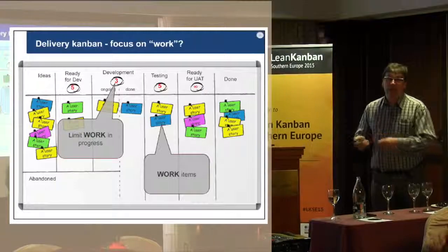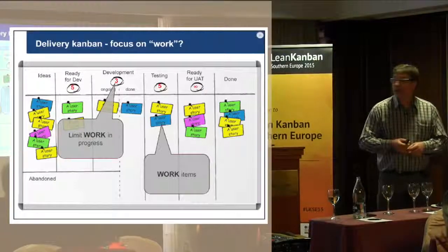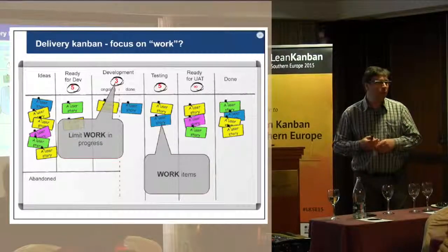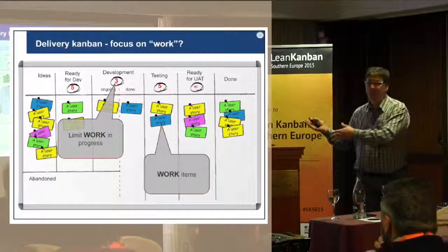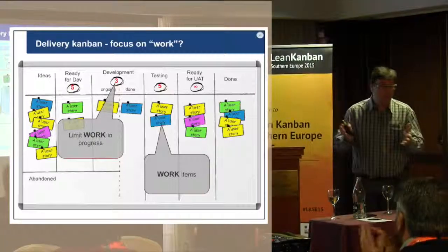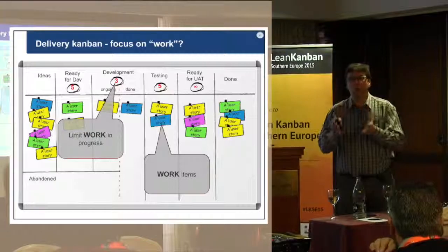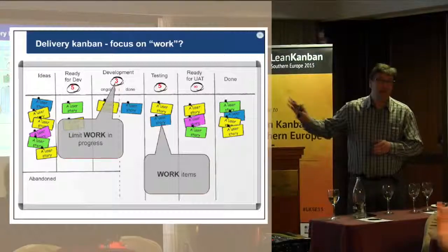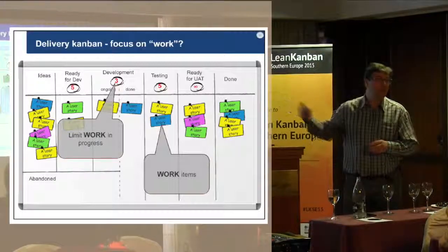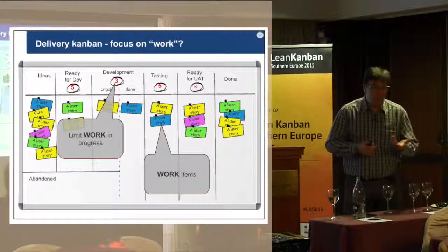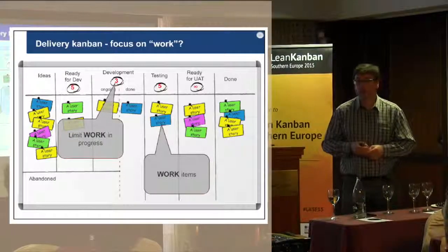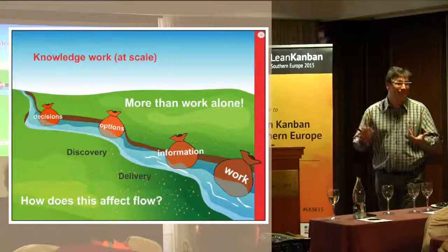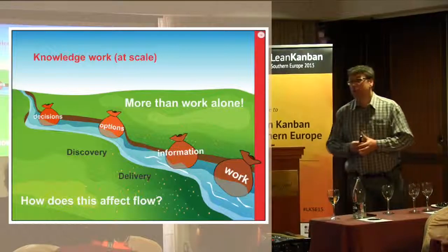We talk about the items on the board as work items. We talk about limiting work in progress. So this is an indication that maybe the Kanban systems we're talking about today support knowledge work, but only one part of it, which is the delivery side. So I will refer to these types of Kanban systems as delivery Kanban. Now, obviously, knowledge work, especially knowledge work at scale, is more than just work.